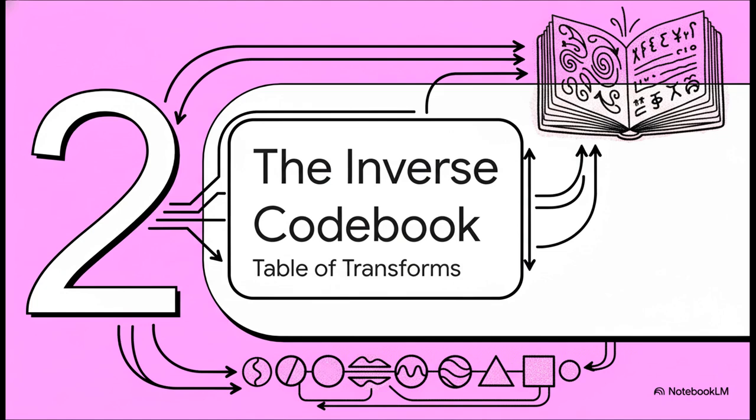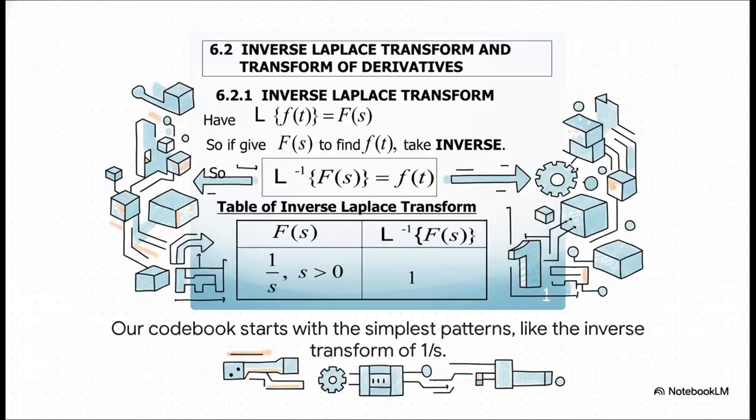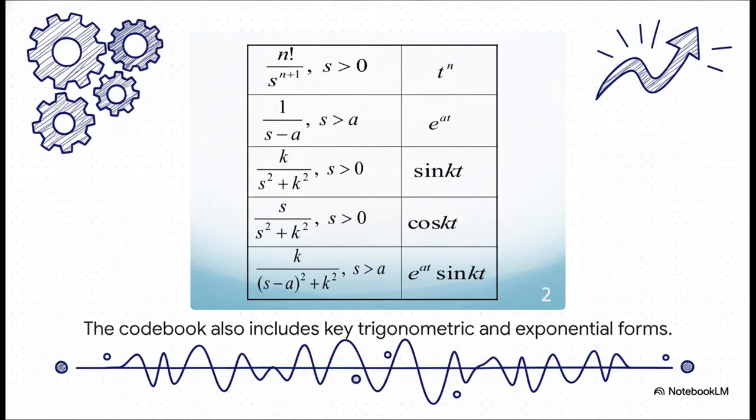You can't be a code breaker without a codebook, right? Well, for us, that codebook is the Table of Inverse Laplace Transforms. And I'm not kidding, this is going to be your best friend. It has all the common patterns, all the known codes that we're going to be searching for. And here it is, page 1, entry 1, the absolute bedrock. The inverse transform of 1 over s is just 1. That's it. It's the simplest pattern imaginable, and pretty much everything else we do is built on top of this idea.